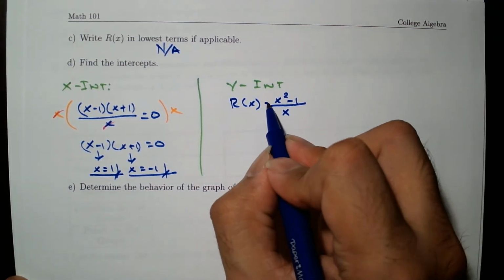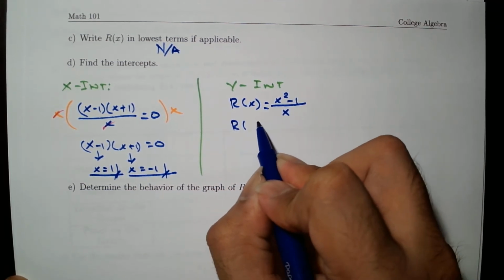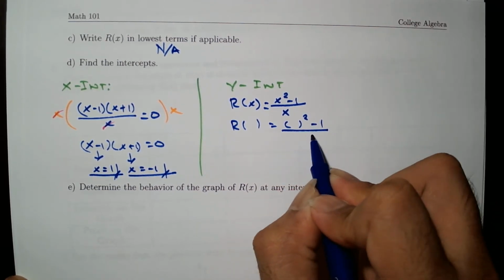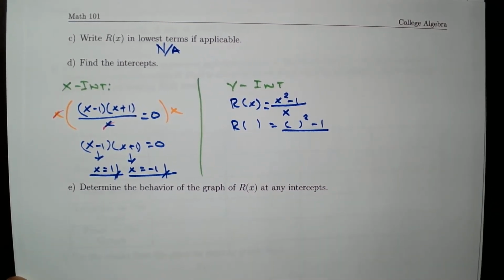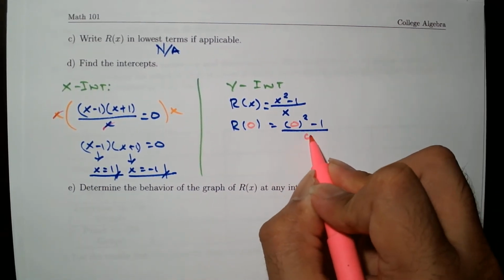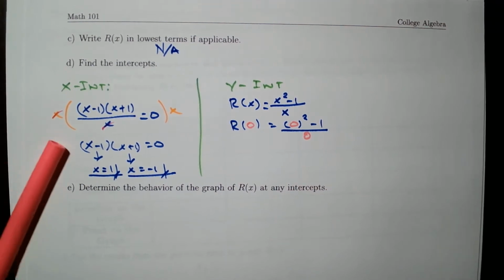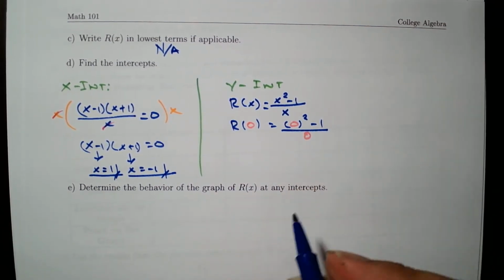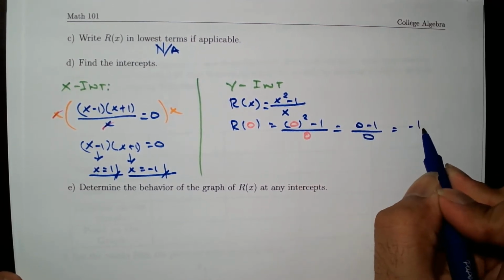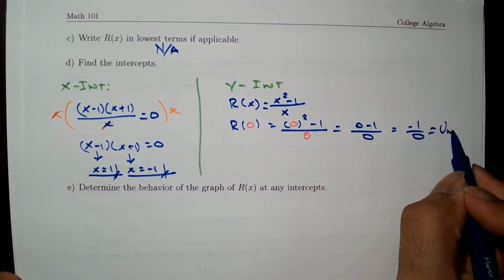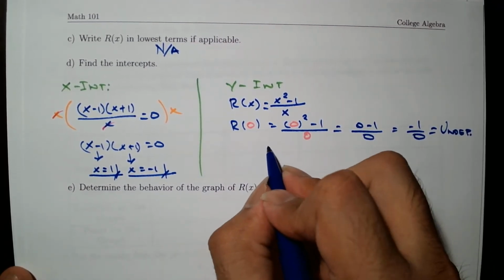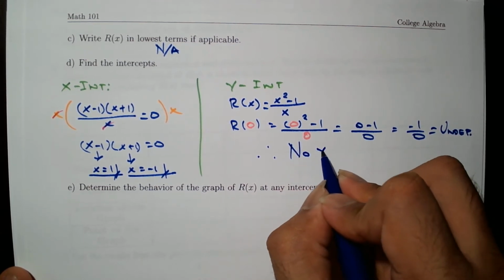In order to get that, replace x with 0 and simplify. However, look at what's going to happen here. When I plug in 0, I'm going to get a 0 in the denominator. First of all, 0 squared is 0. 0 minus 1 divided by 0, that is negative 1 over 0, which is undefined. So that means there is no y-intercept.